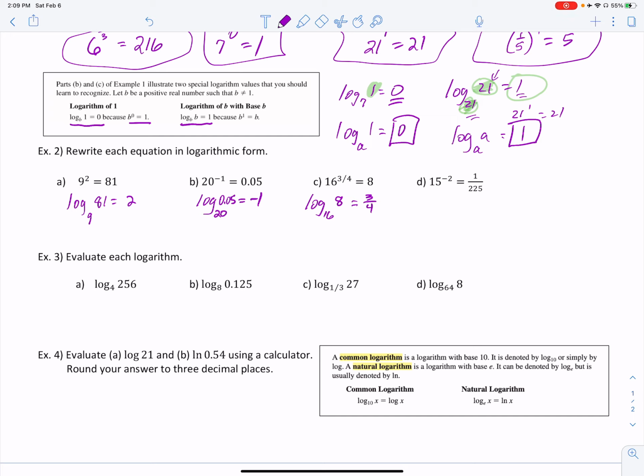Part D then, we get log, the base is 15, and again, I'm thinking of that kind of line there, and then that will equal the exponent of negative 2. So that's rewriting it in logarithmic form.